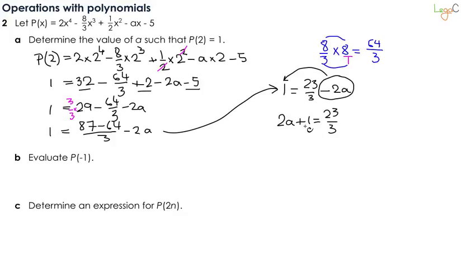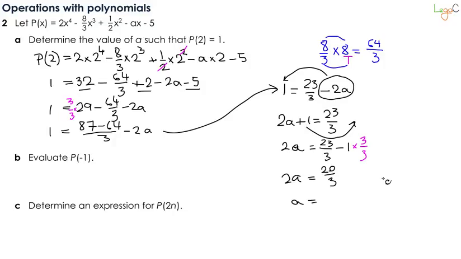And now we are going to move the 1 to the other side of the equation. So we have 2a equals 23 over 3 minus 1. Well, we are going to do exactly the same thing here because we have to subtract 1. So we multiply it by 3 over 3. And we are going to end up with 2a equals 23 minus 3, which is 20 over 3. To determine the value of a, we have to divide this fraction by 2.